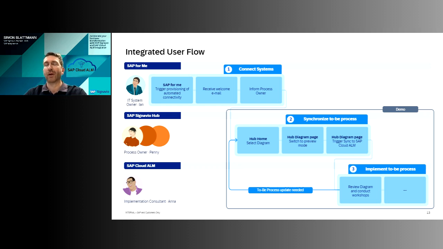Then they can directly jump into SAP Cloud ALM and review the results, but also the implementation consultant is now able to review the diagram, start conducting the workshops, or leverage the diagrams in Cloud ALM to execute workshops and continue with scoping the process and then capturing requirements and so on and so forth. And as said, whenever there's a change or update needed on the process model, this needs to happen in SAP Signavio and then synchronize the process again to SAP Cloud ALM.